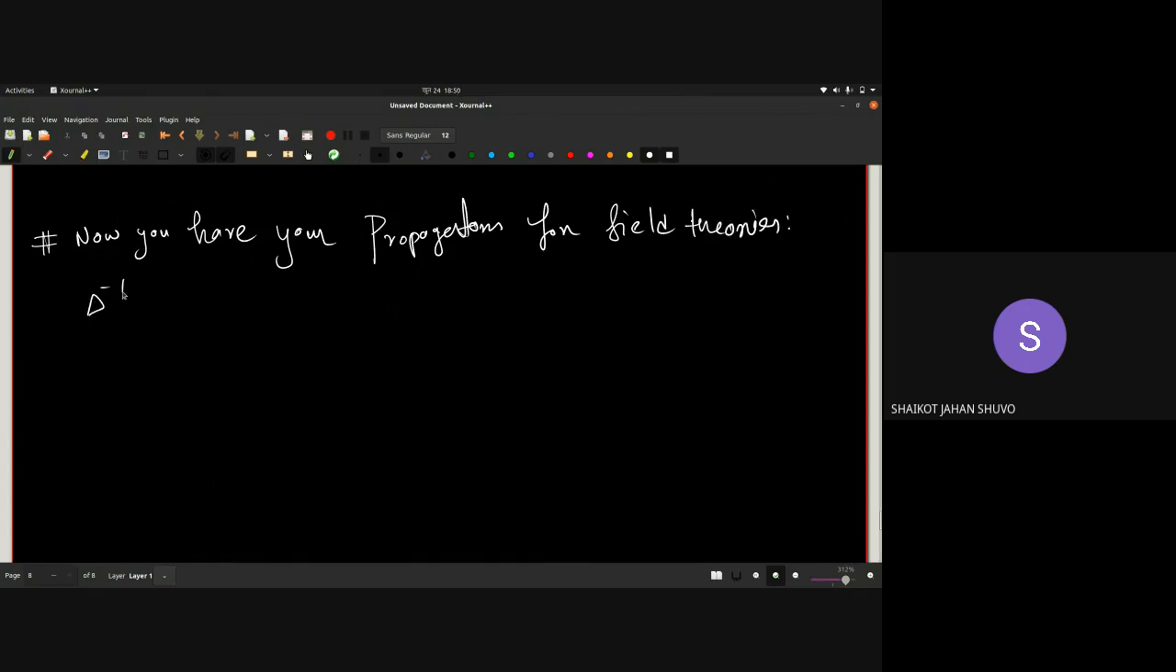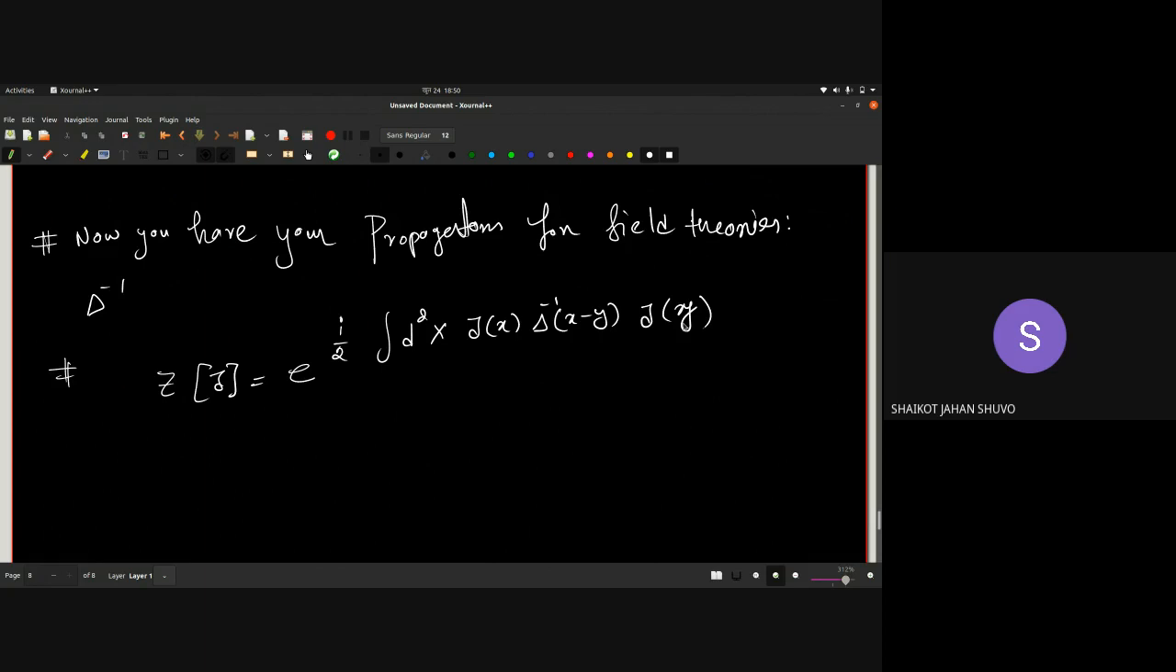Let's call them delta inverse 1. Then you write the generating function now as e to the power i by 2 dd of x j of x. It should be delta x minus y, since this is a 2-point function, the propagator. I'm writing this as delta inverse 1, and this is now j of y. This is how it should be written properly.